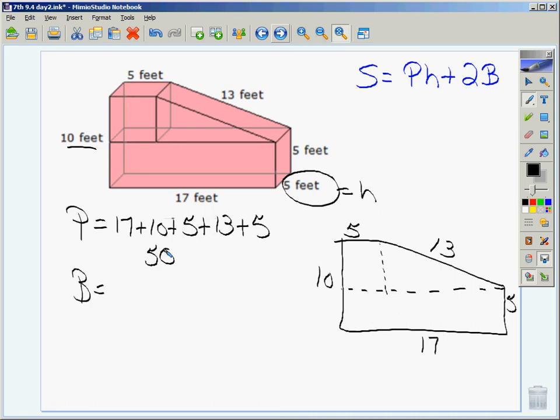When I go to calculate the area of this base, the shape that's over here, it's not a rectangle, it's not a triangle, it's not a trapezoid, so I've got to break it into pieces. Okay? I've got a rectangle on the bottom. Length times width. How would I find the area of this rectangle that's on the bottom? What would I do, Josh? 5 times 17. Which is how much? 85.